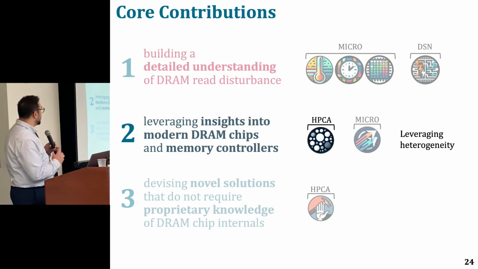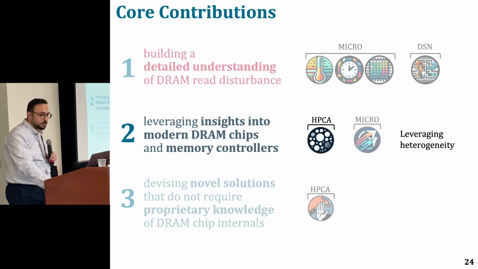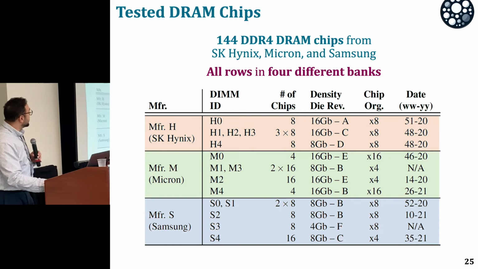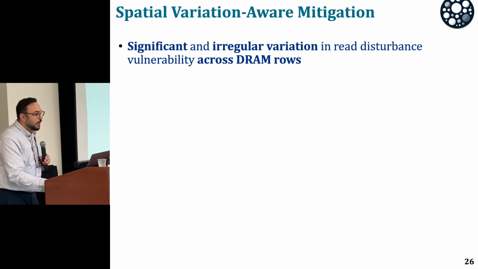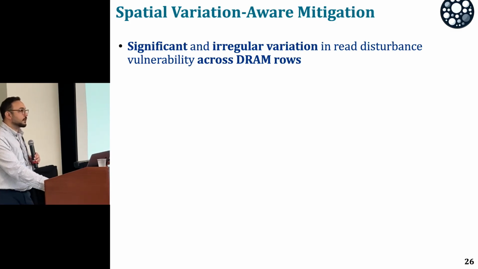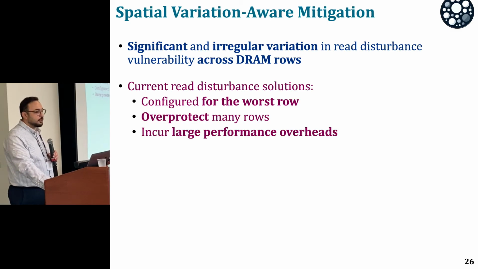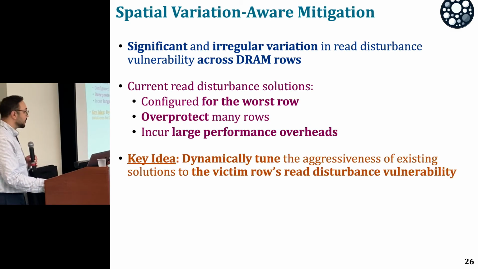The next step, of course, is leveraging insights in modern DRAM chips and memory controllers. And in particular, we leverage heterogeneity in this paper. In this paper, we test 144 DDR4 DRAM chips from 3 major manufacturers. We test rows in 4 different DRAM banks. And we observe there is a significant and irregular variation across DRAM rows in terms of their disturbance vulnerability. And current solutions are configured for the worst case, and they overprotect many rows, leading to large performance overheads.